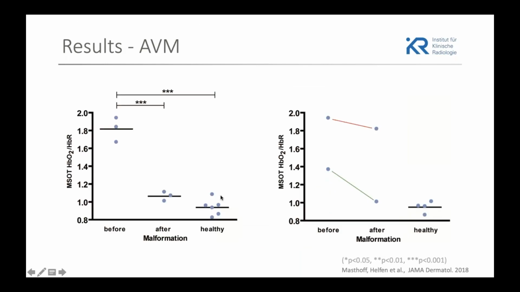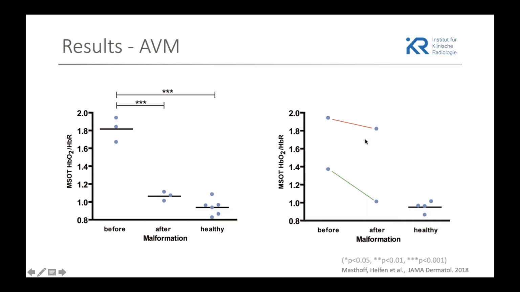Regarding therapy monitoring, we had 3 patients before and 3 patients after therapy, where you see that patients who had already an embolization showed the ratio more closely here to the healthy tissue of the contralateral side and dropped in the ratio, compared to the patients who have not been treated before. 2 patients were scanned directly before and 24 hours after the embolization, and here we saw that 1 patient dropped to healthy values, while the other, in red here, did not show this great improvement in HbO2 over HbR ratio.